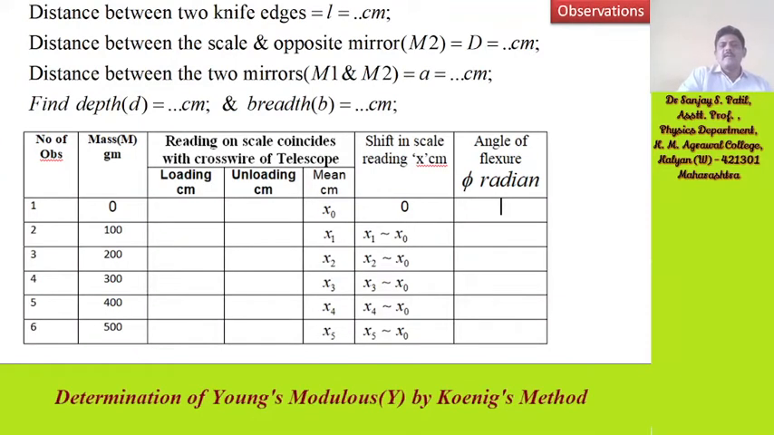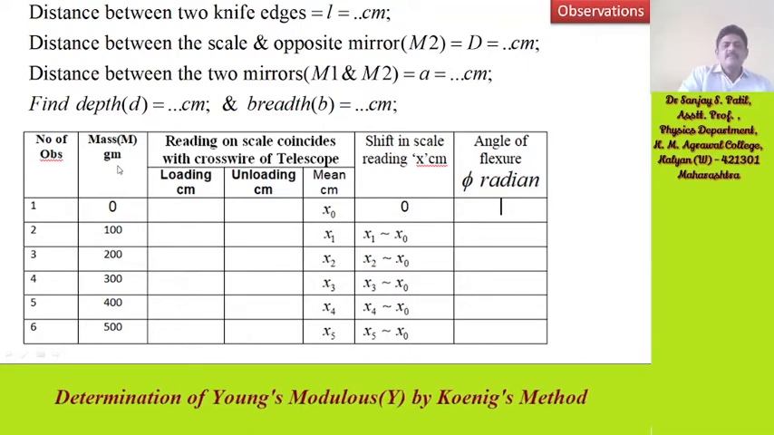Now, whatever data we have collected, we have to write in tabular form. Earlier, we have seen the distance between the two knife edges is equal to small l centimeter. The distance between the scale and the opposite mirror M2 is capital D centimeter. The distance between the two mirrors M1 and M2 is equal to small a centimeter. Depth is D centimeter and breadth is B centimeter.